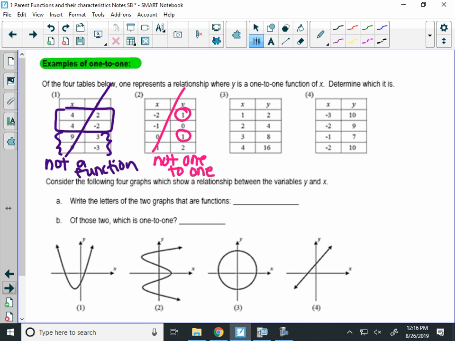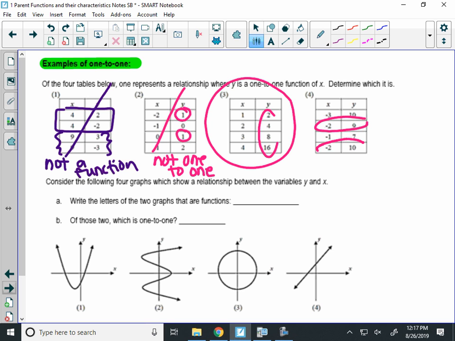Look at number 3. Is it a function? Yes. Is it 1-to-1? Yes, none of these y values repeat. So this table does represent a 1-to-1 function. Every x is different and every y is different. And then number 4, is it a function? No, what x breaks the rule?